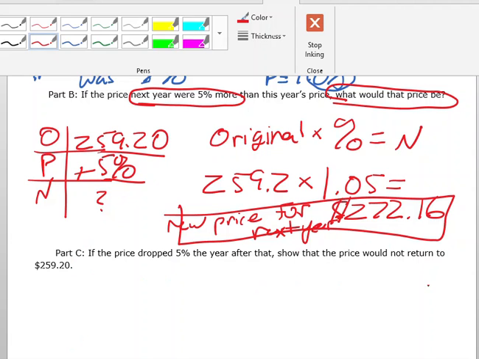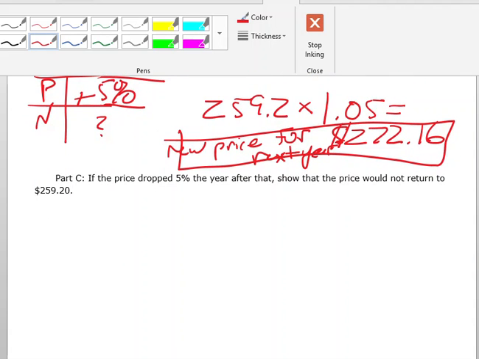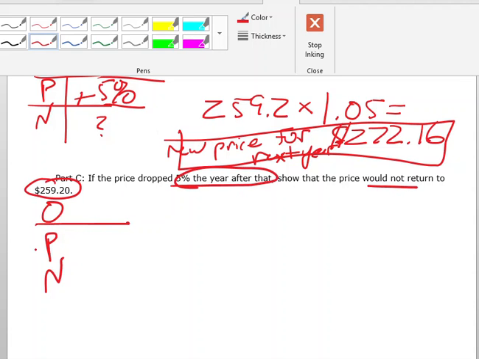Part C. If the price dropped 5% the year after that, show how the price would not return to $259.20, okay? Because the 5% increase was 5% of $259.20. And if we were to come back and drop it by 5%, we wouldn't be dropping it from $259.20. We would be dropping it from $272. So let's show them how it's done. So I have my OPN, would not return.